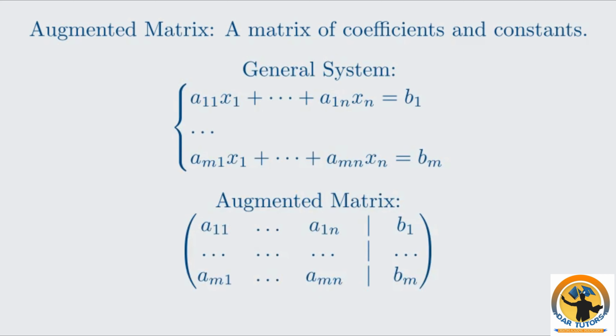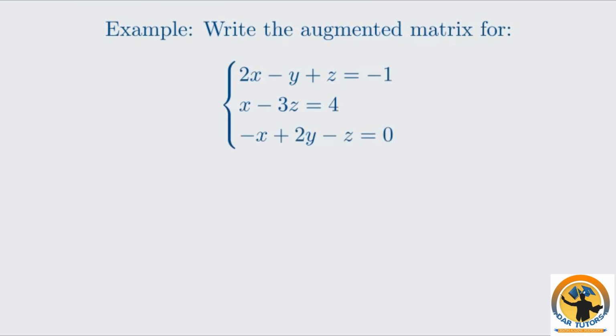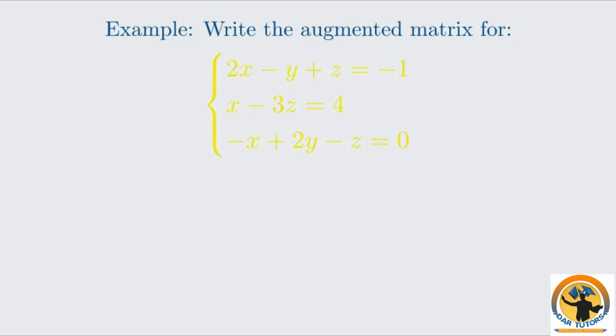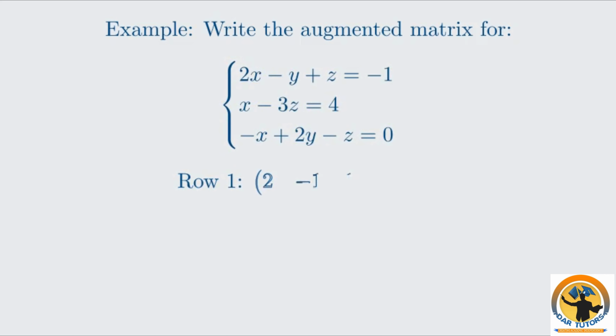Let's look at an example. Consider this system of 3 equations with 3 variables. The first equation is 2x - y + z = -1. The coefficients are 2, -1, and 1, and the constant is -1. This forms our first row. So the first row of the matrix is 2, -1, 1, and -1.